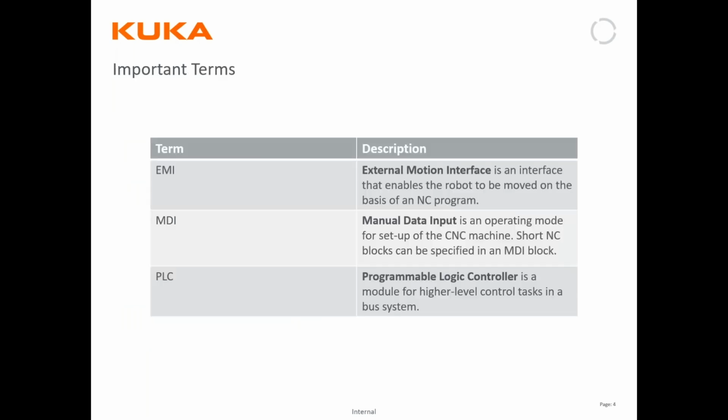Some important terms before we begin, which will come throughout the webinar session. EMI is your external motion interface. This is an interface which enables the robot to be moved on the basis of a NC program. MDI is your manual data input. This is an operating mode for setting up of the CNC machine. Short NC blocks can be specified in your MDI block.